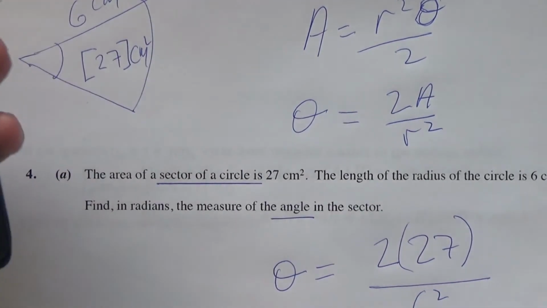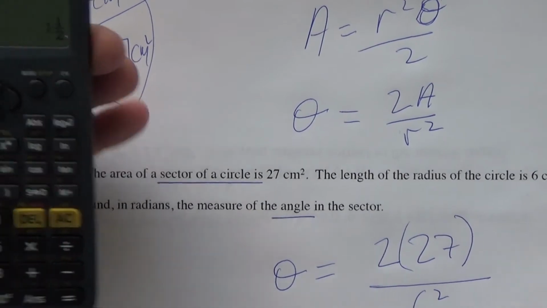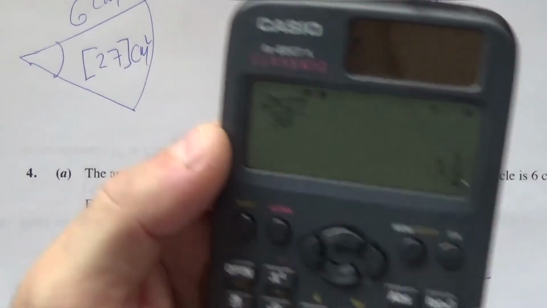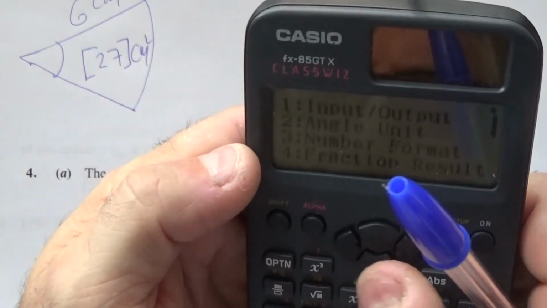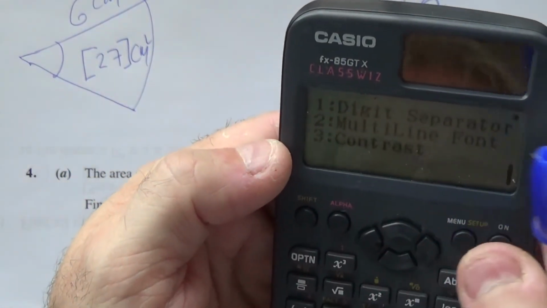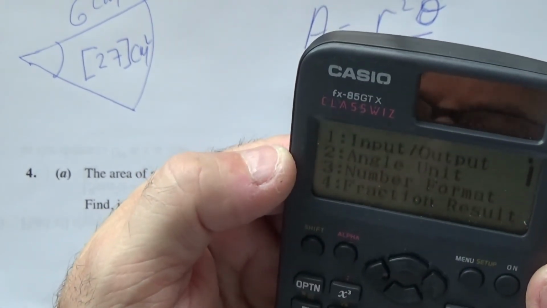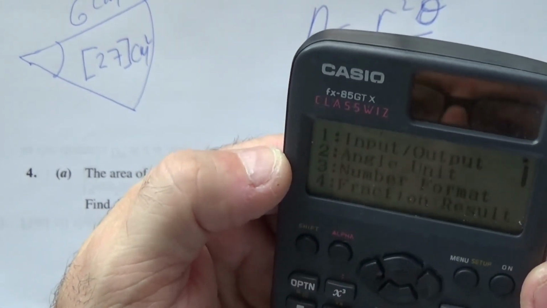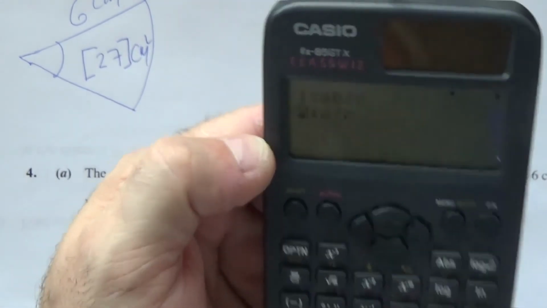That's something I want to not so much fix, but it's radians, and it isn't the best way to have things. If there was an ongoing calculation, you would not want it in this format. So shift setup, go down to number format, fraction result 4. Yeah, there we go.